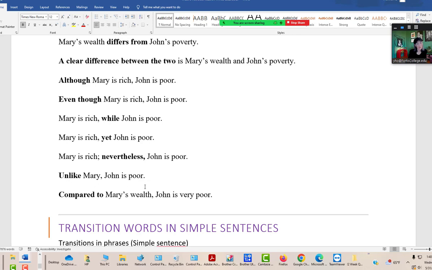Unlike Mary, John is poor. And so unlike Mary is an introductory phrase. Therefore, when you have an introductory phrase at the beginning of the sentence, you have to have a comma. Compared to Mary's wealth, this is also an introductory phrase that takes a comma. When the introductory phrase is at the beginning of the sentence, we use a comma.